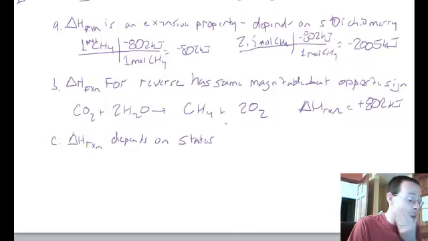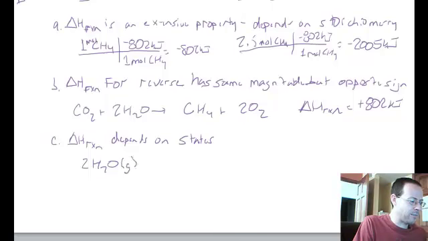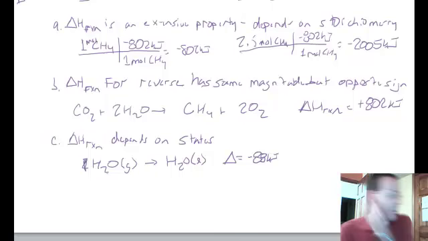Depends on states. So if I were to give you this second equation, water as a gas, if we condense it into liquid water, that gives off 88 kilojoules of energy. That process, going from a gas to a liquid, gives off energy.